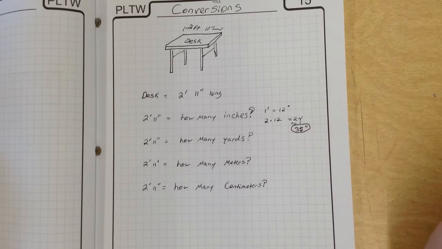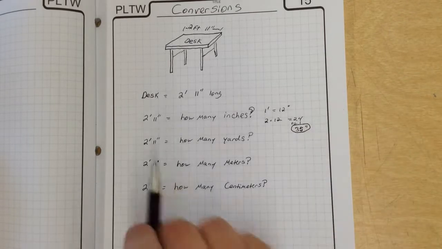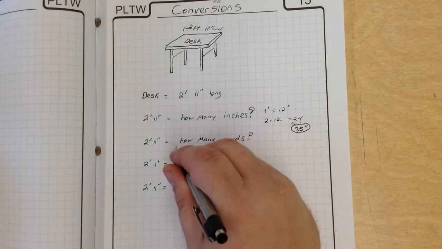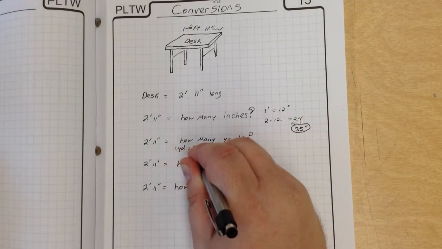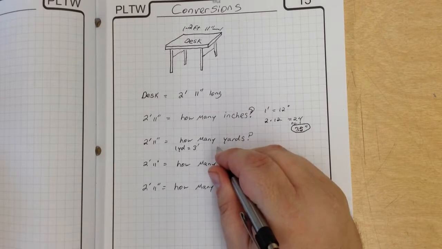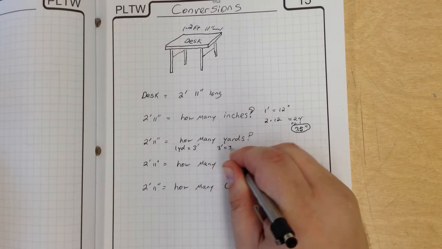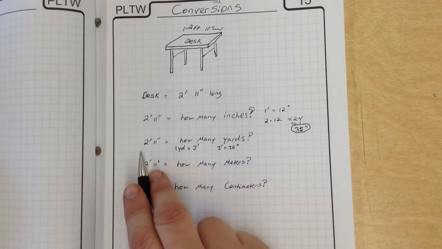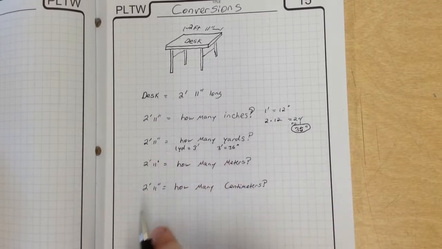So now we have that in inches rather than a mixed number, feet and inches. So let's say 2 foot 11 equals how many yards? Well, we know that 1 yard equals 3 feet. And 3 feet equals 36 inches. So all we have to do is, we know that 2 foot 11 is 35 inches.